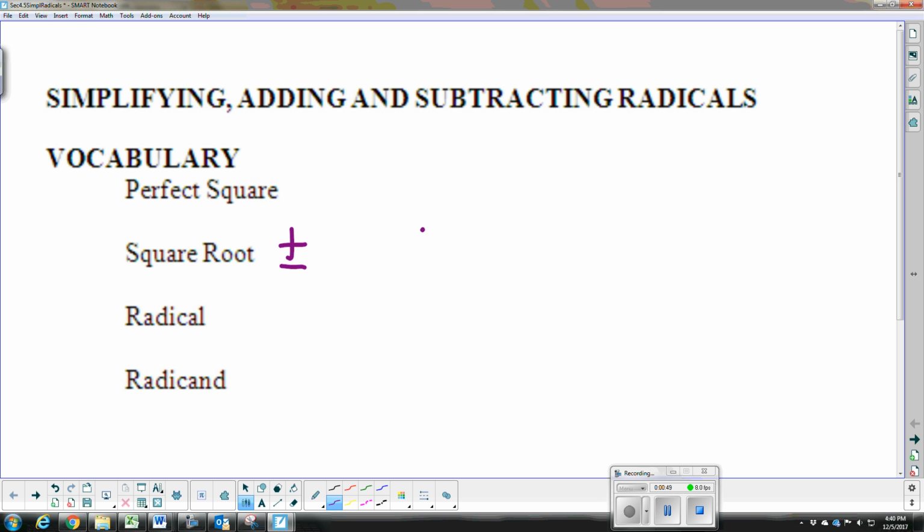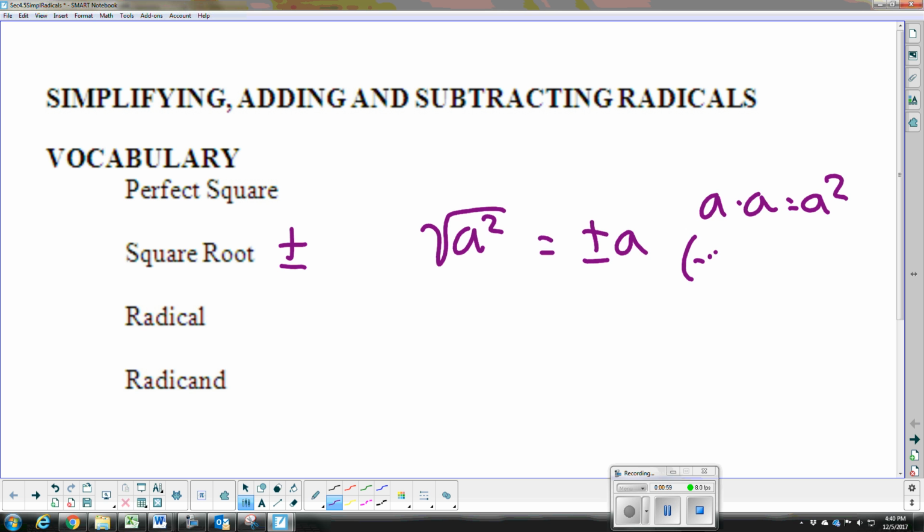So for example, the square root of a squared is plus or minus a, because it could be a times a equals a squared, but also negative a times negative a equals a squared. So always make sure when you're taking square roots you have plus or minus.